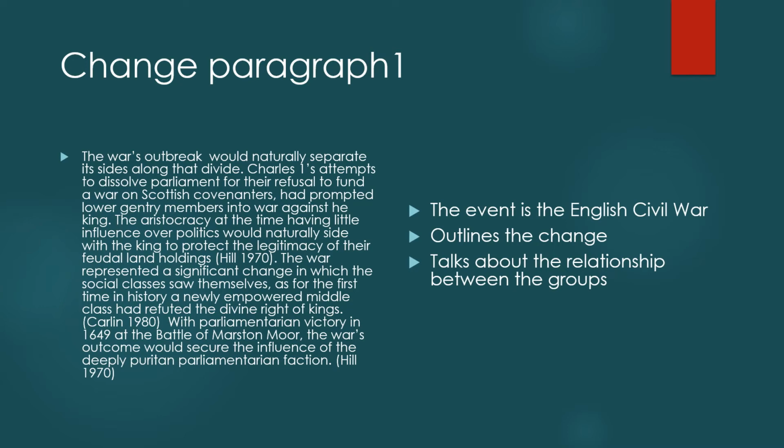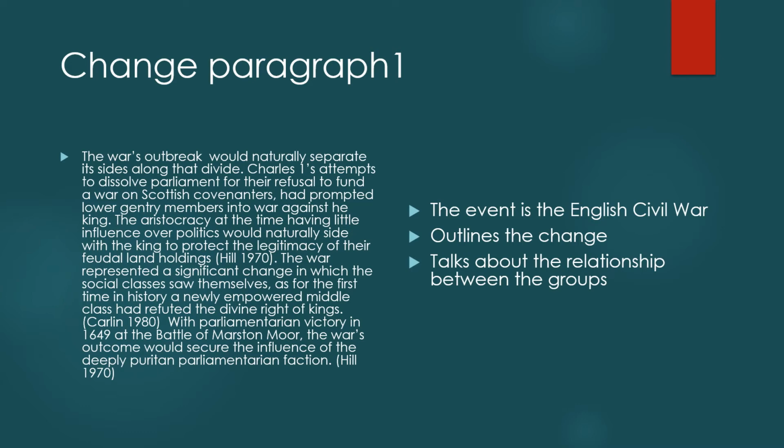The aristocracy at the time, having little influence over politics, would naturally side with the king to protect the legitimacy of their feudal landholdings. The war represented a significant change in which the social classes saw themselves, as for the first time in history a newly empowered middle class had refuted the divine right of kings. With parliamentary victory in 1649 at the Battle of Marston Moor, the war's outcome would secure the influence of the deeply Puritan parliamentarian faction.